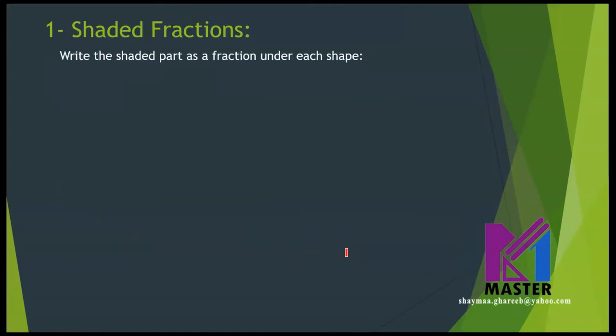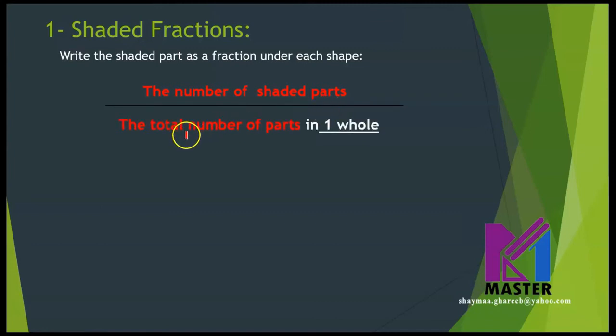Now let's look at this question. Write the shaded part as a fraction under each shape. How do we write the shaded parts as a fraction? We are going to write the number of shaded parts over the number of all the parts, or the total number of parts in one whole. So this is the way how we write shaded parts as a fraction. Let's see an example.